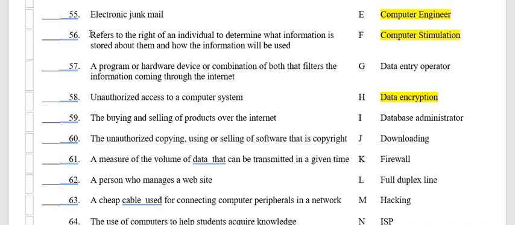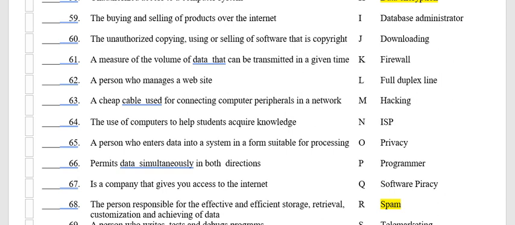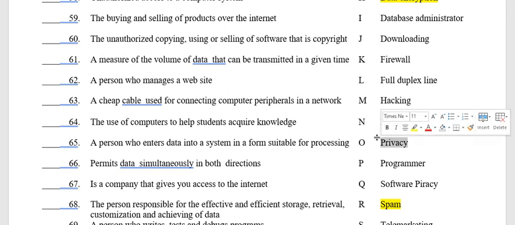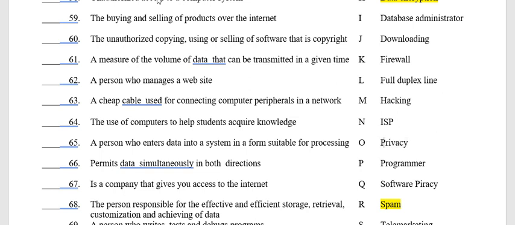This one refers to the right of an individual to determine what information is stored about them and how the information will be used. That is called this one, it's right there.